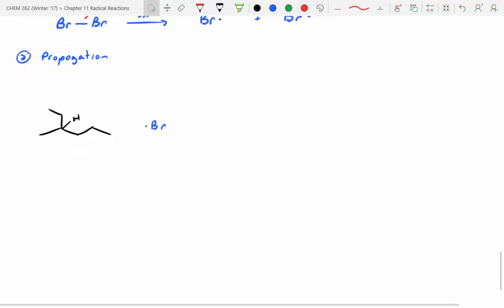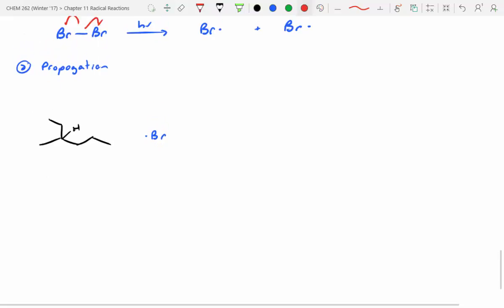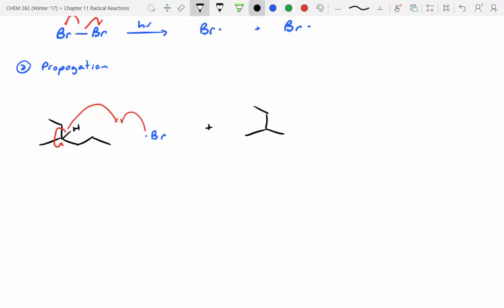Let me change the color here. I'll fix it later. And then the remaining electron is going to get dumped down onto that central carbon. And we've made an equivalent of HBr. And then in the next step, we said we need to regenerate our radical. So it's going to grab another halogen off of Br2 and kick off a bromide.